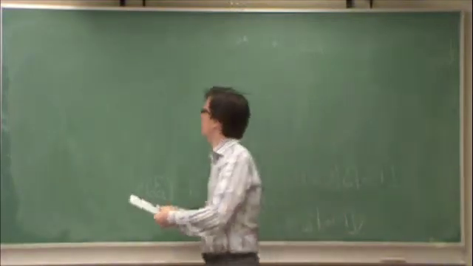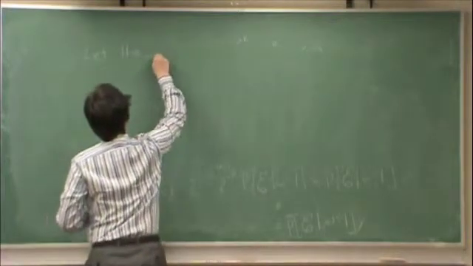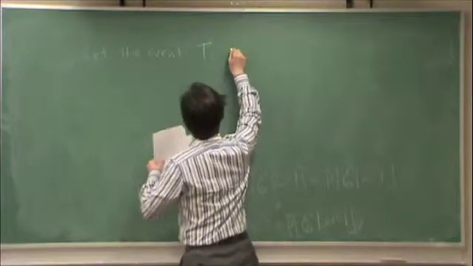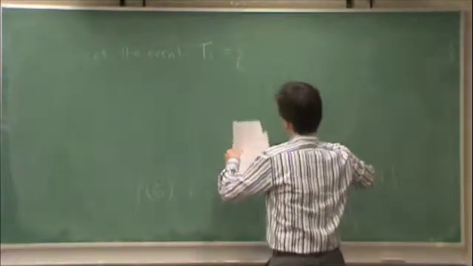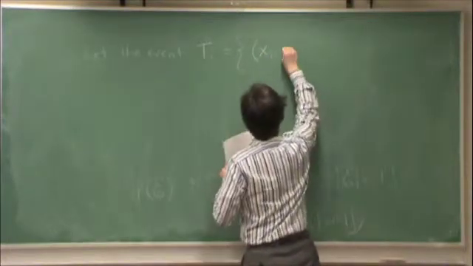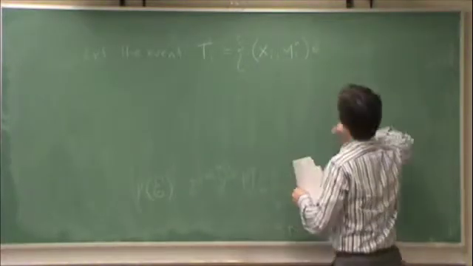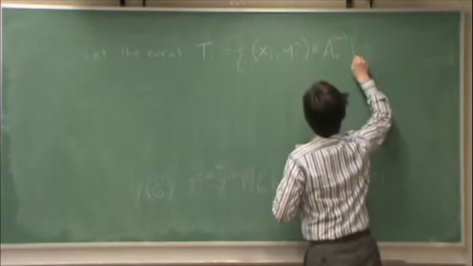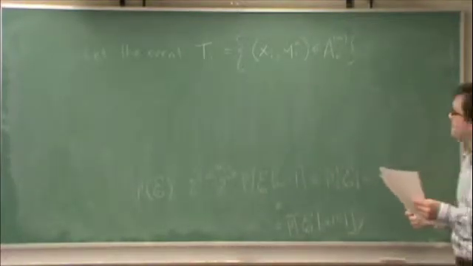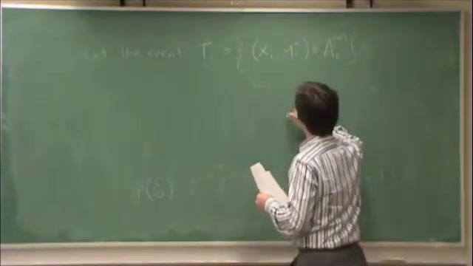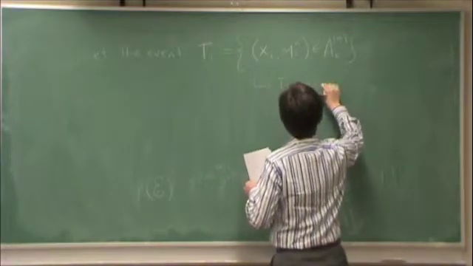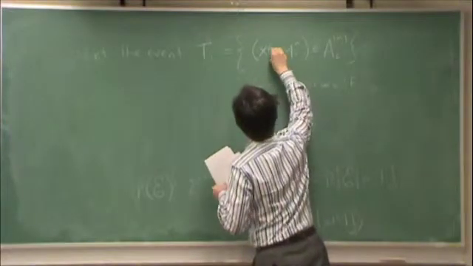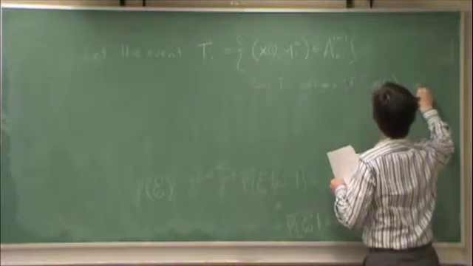Okay, let the event Ti represent the event that x of i and the received vector y from 1 to n are in the jointly typical set. So remember, this is the notation for the jointly typical set. And that's valid over any i in the message set. In other words, Ti occurs if, whoops, that's not x sub i, that's x brackets i, x of i and y from 1 to n are jointly typical.